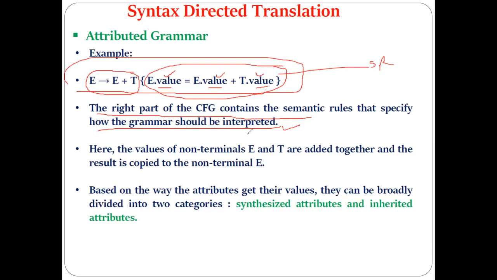Okay, so here you can see the values of non-terminal E and T are added together, and the result is copied to the non-terminal E. It means that in order to get the value of E dot val, you have to add E dot val plus T dot val, and then you will get the value of E dot val. That result is referred to as a semantic rule.